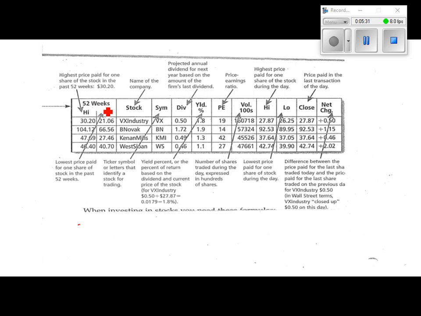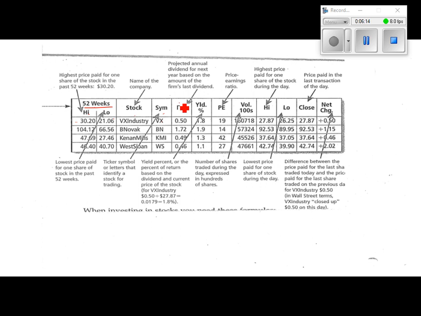This is a stock table, and I can't explain all of these. Again, you'd have to do some research on your own, but I can explain some of them. They show in this stock table the high, and notice it says 52 weeks, that's a year. So the high over the past year, the low over the past year. This is the name of the company. This is the symbol. If you ever watch the stock market and they have that thing streaming across, and you see something like VX and BN and KMI, those are just the symbols that are used on the stock market.